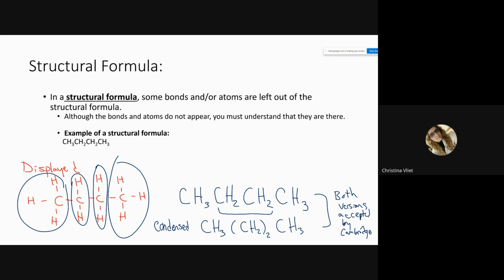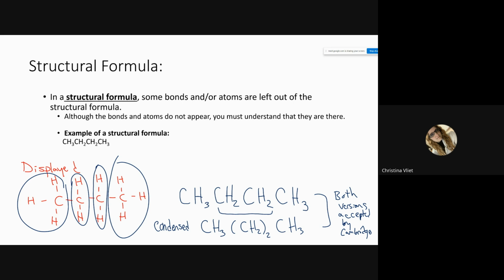And so the displayed is the entire Lewis structure. The structural formula is taking the Lewis structure, the display structure, and just writing how many hydrogens belong to each carbon in the chain. And then there's going to be an even smaller way, a really quicker way to write these. Yes?